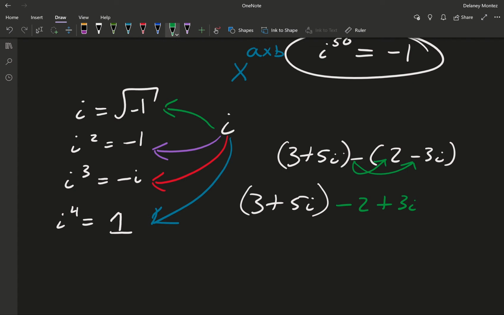And when you're adding up like terms, it's almost like you're adding a variable, right? You're not going to add 5i to a positive number, because this isn't a positive number. This is an imaginary number, and this is a real number. So you're just going to add up like terms. This is going to be 3 minus 2, this would be 1, right? So that's done. 5i plus 3i, this is just going to be 8i. So your answer is going to be 1 plus 8i.